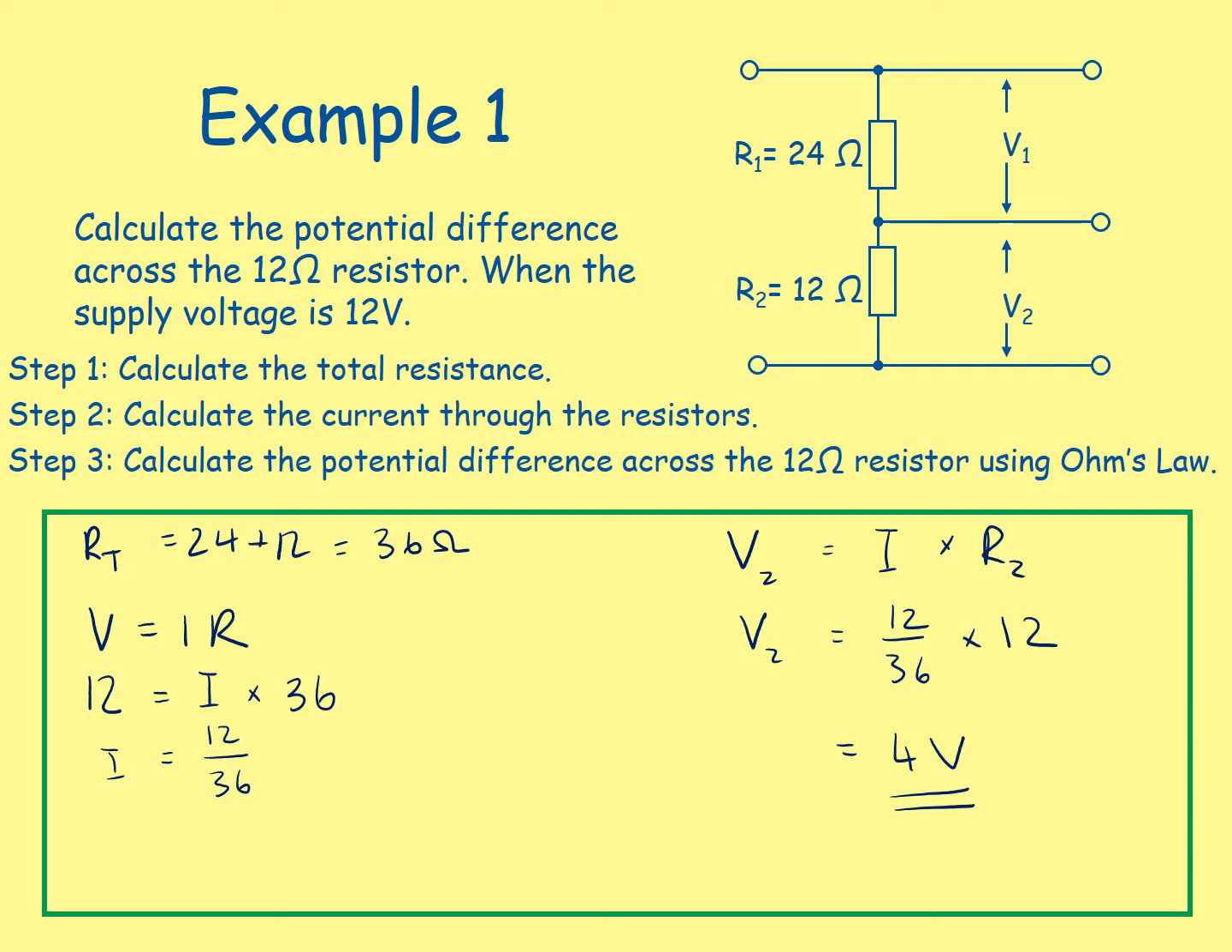The values of V1 and V2 depend on R1 and R2, and let's check this, that V1 over V2 equals R1 over R2. So we can put in our values. 8 over 4 equals 24 over 12, and yes, this does work out as that gives us 2 equals 2.